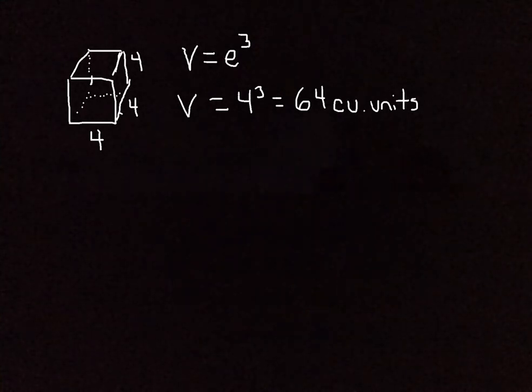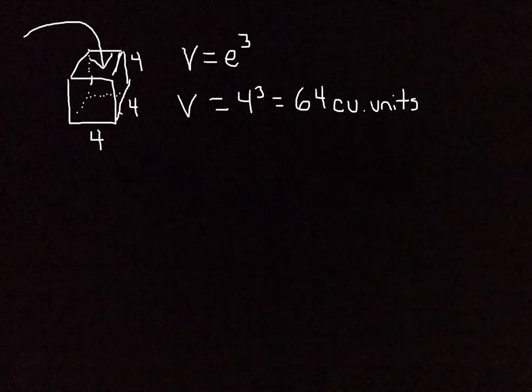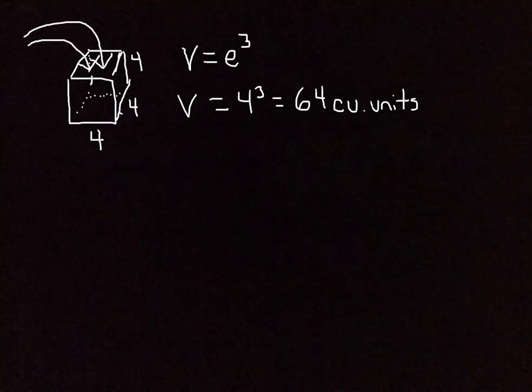So there's 64 cubic units of space that could fit down inside of this cube. Again, we're not talking about the surface area, all right? We're talking about how much space could be put, or how much material, or how much water, how many things could be put inside of this cube until it would fill completely up. All right, so 64 cubic units. Let's take a look at another problem.